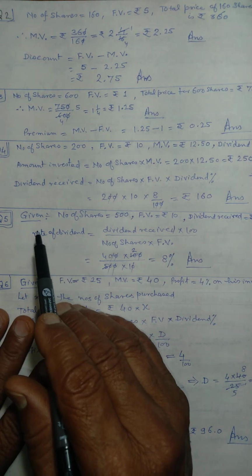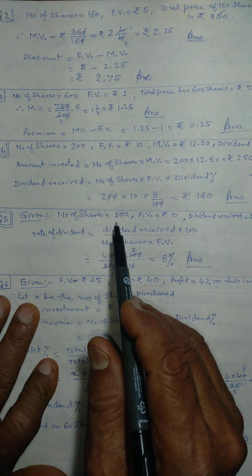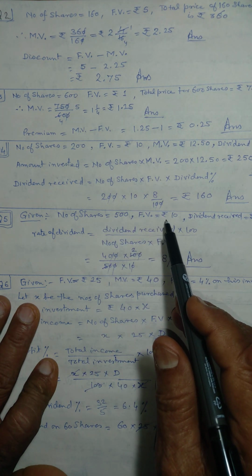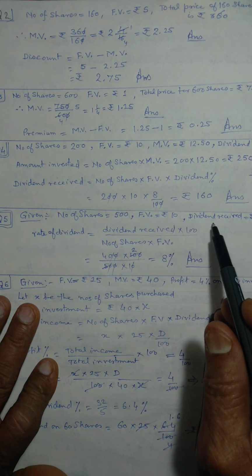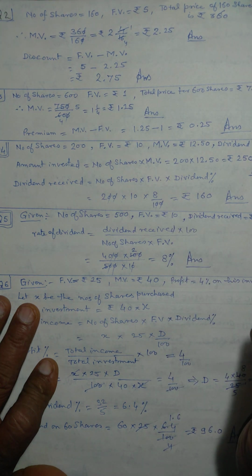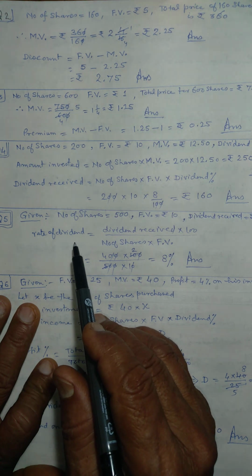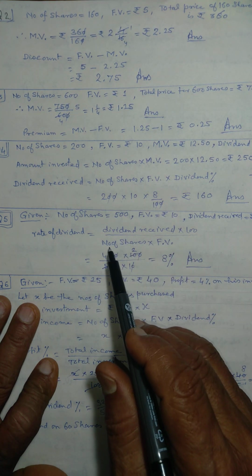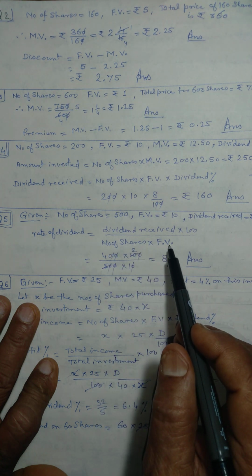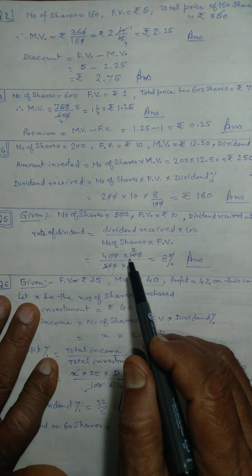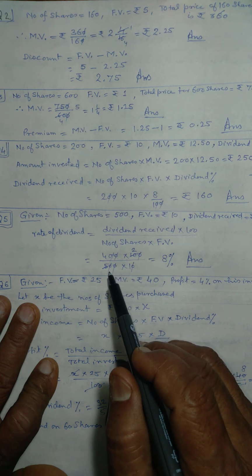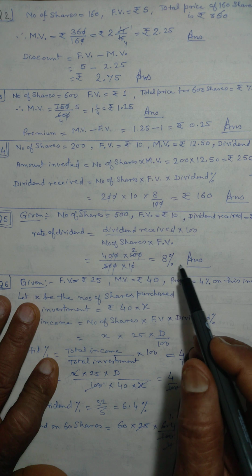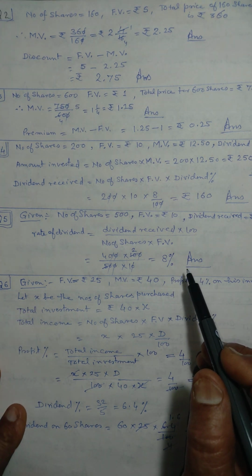Question number 5. Number of shares is 500. Face value is equal to rupees 10. Dividend received is equal to rupees 400. So the rate of dividend is equal to dividend received into 100 divided by number of shares into face value. So 400 into 100 whole upon 500 into 10. It will be equal to 8%. This will be the answer of question number 5.